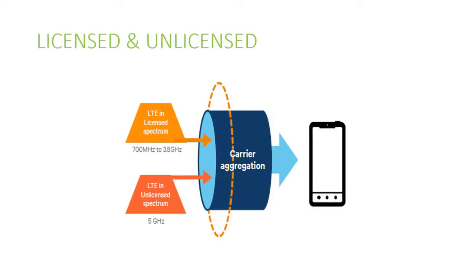So next, on licensed and unlicensed spectrum, I told you Wi-Fi bands can also be used with LTE. That concept is also explained here. LTE can work over the licensed spectrum up to 3.8 GHz, and likewise it can work in the 5 GHz band, like Wi-Fi. So this makes carrier aggregation possible, enhancing the data rate for mobile phones.